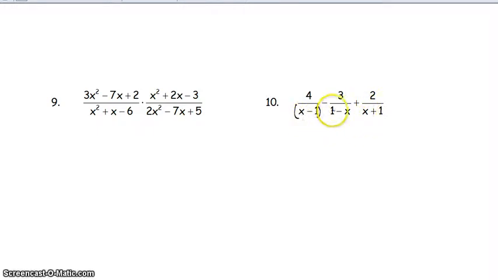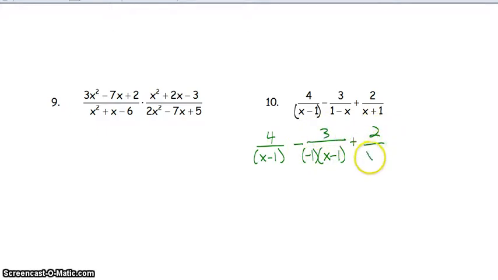This one says x minus 1, and this one says 1 minus x. Whenever you see ones that are similar but just flipped around with a minus sign, always take out a negative and reflip it around. So I can rewrite this as 4 over x minus 1. This is still a minus, but I have a negative 1 on the bottom, x minus 1, plus 2 over x plus 1.